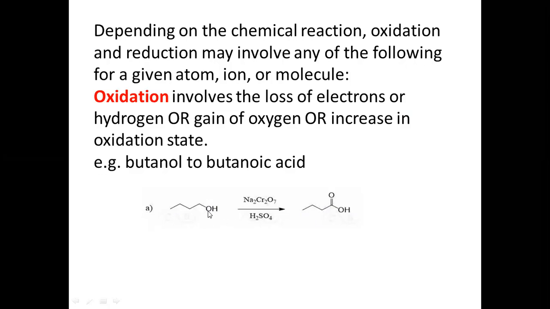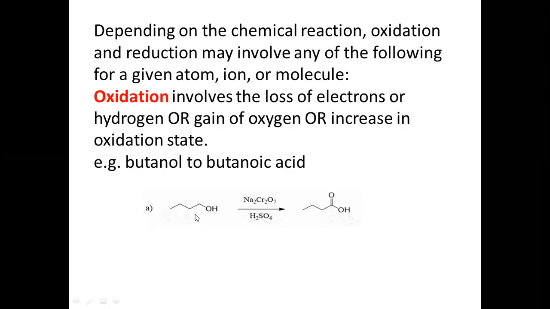Now coming to the oxygens. One oxygen is there. Here there are 2 oxygens. So from reactant to product you can observe there is a loss of hydrogen atoms. And apart from that, you can see there is an increase in the number of oxygen atoms, from 1 to 2. So these reactions can be classified as oxidation reactions.